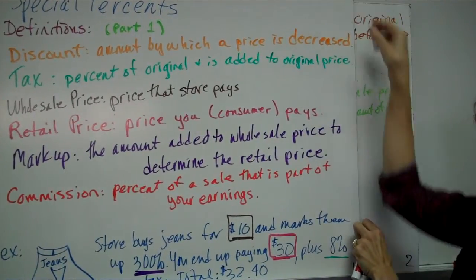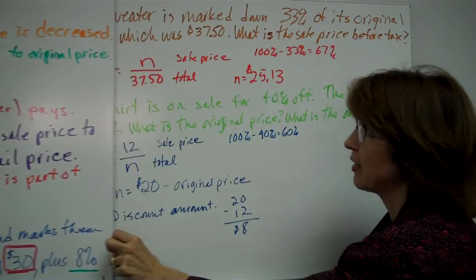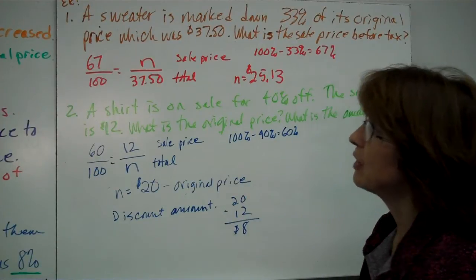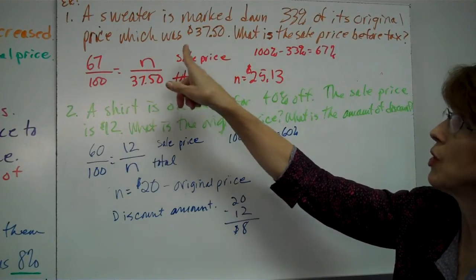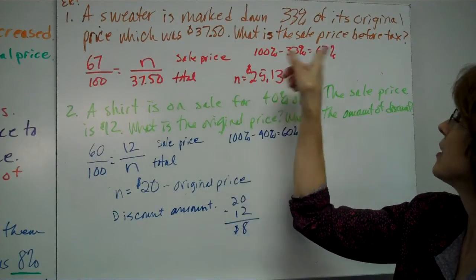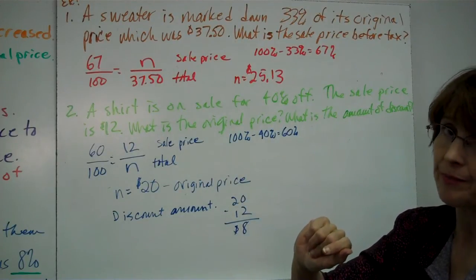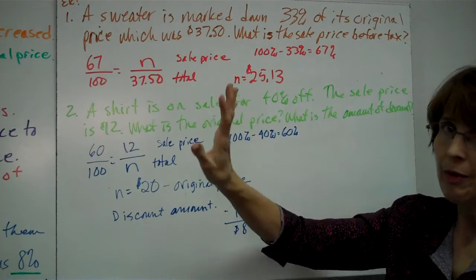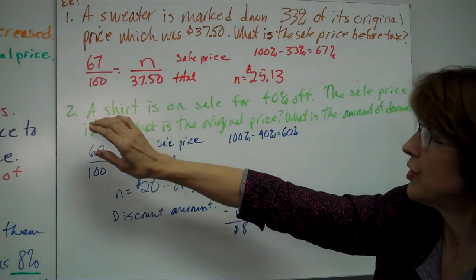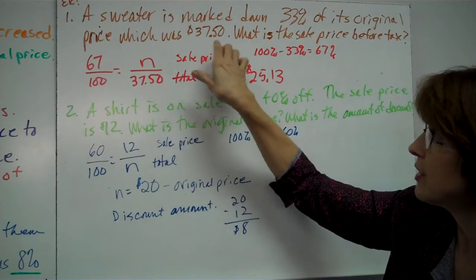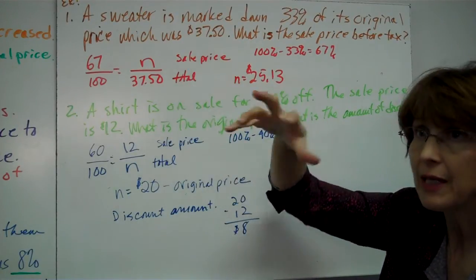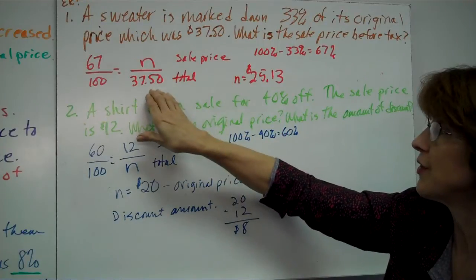We'll learn how to calculate all that stuff during this video. We're just going to go through several examples, and hopefully through that you'll learn how to do this. Example number 1. A sweater is marked down 33% of its original price, which was $37.50. What's the sale price before the tax? This time we're not going to worry about the tax amount. So you can set up a proportion. You always have the 100 there. You're going to do it over the total on the bottom. The total price, the original price, was $37.50.